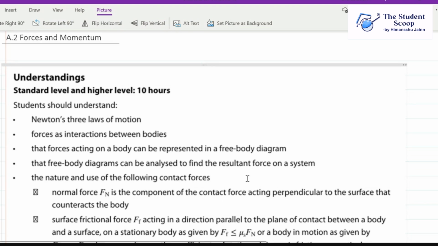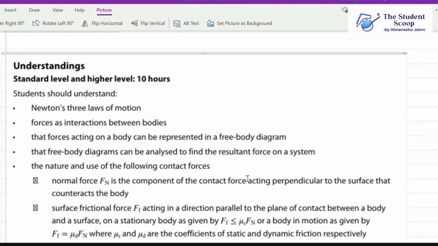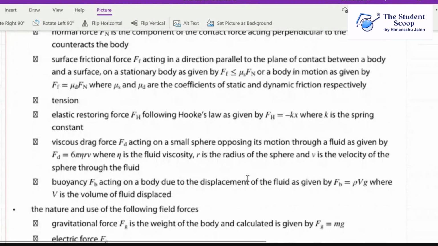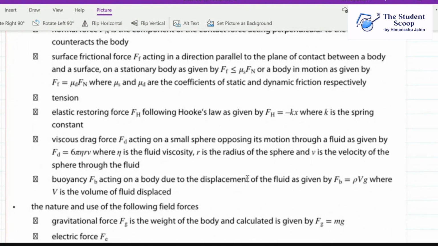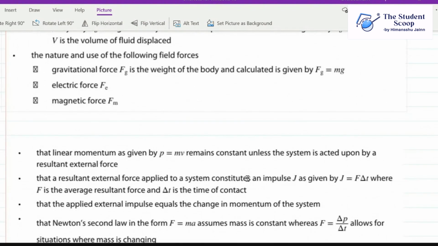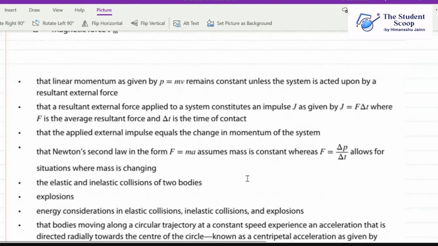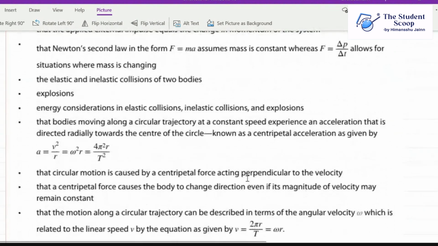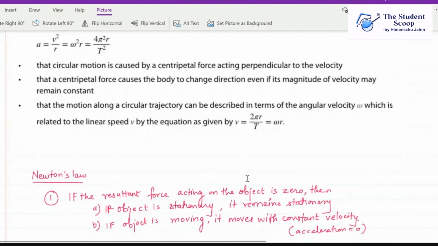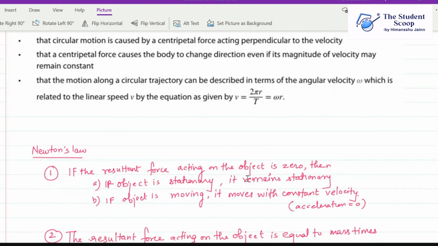According to the syllabus guide, we have Newton's laws of motion, how the forces interact, free body diagrams, then the nature of forces and different types of forces. We have a few additional forces and the formulas to calculate them. Then we have circular motion and momentum in detail. All those things will be covered in the next parts of the video. So let's start with Newton's laws.